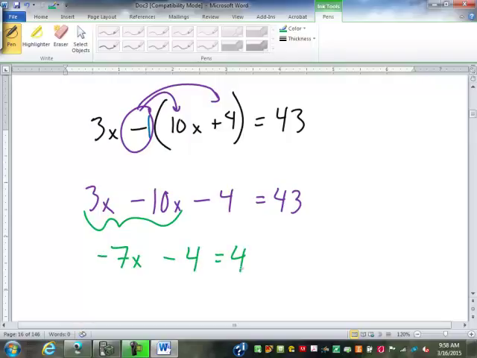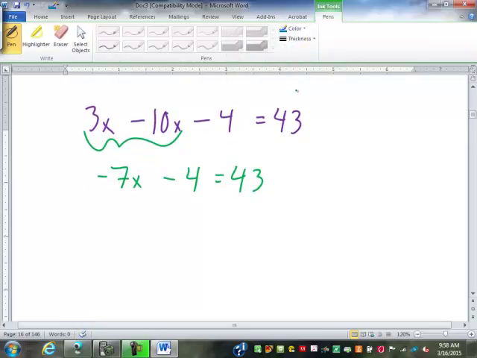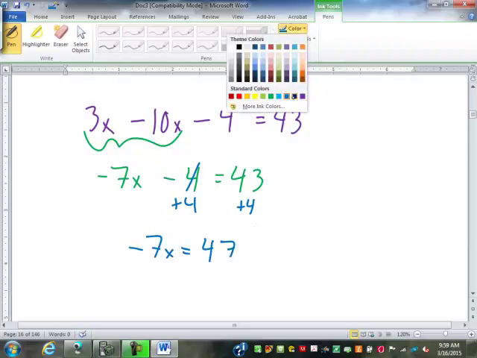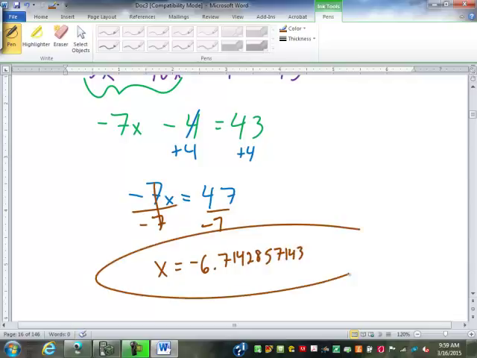equals 43. And then we are going to add 4. So negative 7x equals 47. And finally, divide by negative 7, which means x is going to equal negative 6.7142857143 approximately, and 5/7. Negative 6 and 5/7 works. That's just not as fun to say.